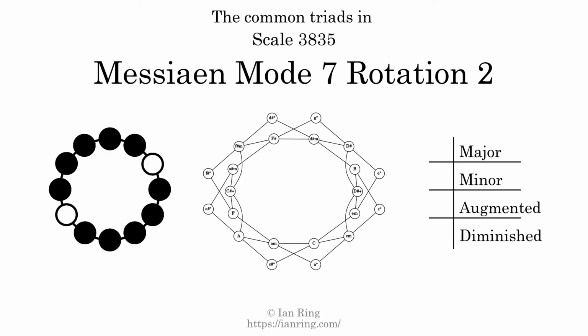The diagram in the center is a graph of parsimonious voice leading between triads. There are 6 major triads. There are 6 minor triads. There are 2 augmented triads. There are 8 diminished triads. Here is a Hamiltonian path of parsimonious voice leading that uses all the triads.